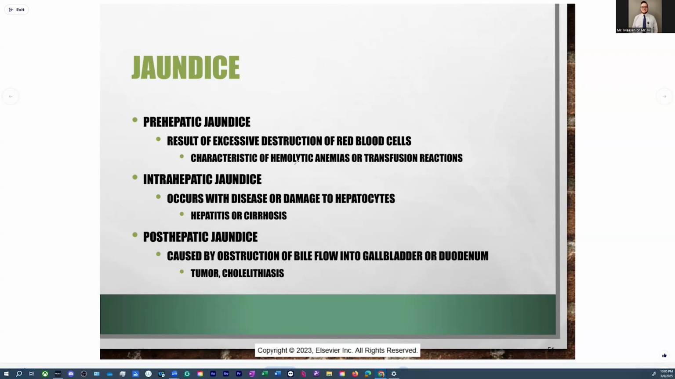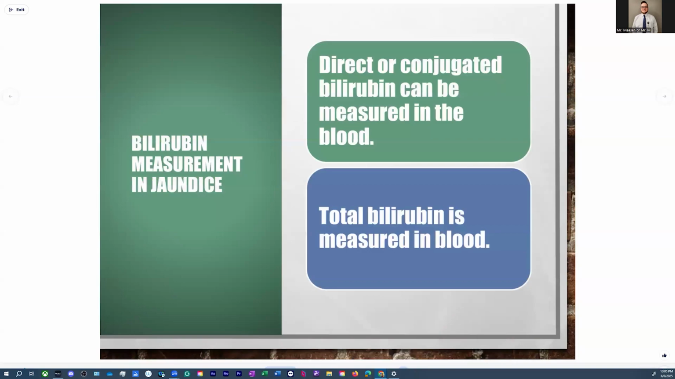Again, hemolytic anemias means over destruction of red blood cells, so therefore extra bilirubin. Intrahepatic means there's a disease of the liver itself, and posthepatic is talking about there's a gallbladder stone, there's a tumor, there's something blocking bile flow. And we measure bilirubin as direct or conjugated bilirubin, and we can measure that in blood. So we can measure bilirubin amount in the blood, and the higher the bilirubin, the more likely we have jaundice.